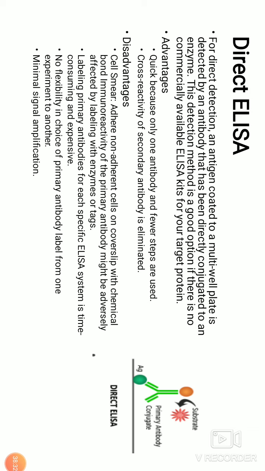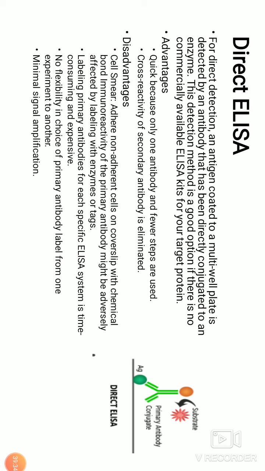The first one is the simplest one, which is called direct ELISA. Imagine you have the ELISA plates, those 96-well microtiter plates, or a slide, which is coated with antigen, and then you have an antibody which is tagged with an enzyme. You can have a chemiluminescent antibody also, provided you have the detection system, or an antibody tagged with some enzyme which can convert the substrate into a chromogenic product that can be observed. So for direct detection, an antigen is coated onto a multi-well plate and is detected by an antibody that has been directly conjugated to an enzyme. This detection method is a good option if there are no commercially available ELISA kits for your target protein.